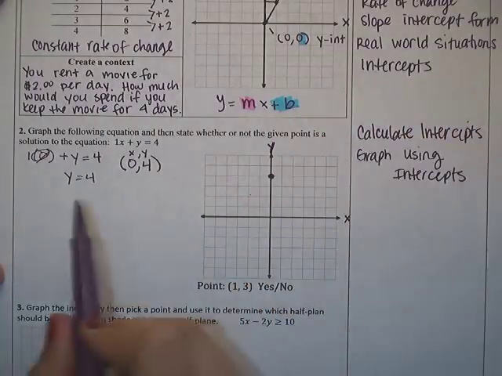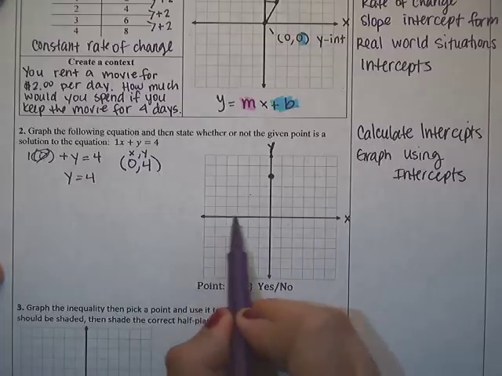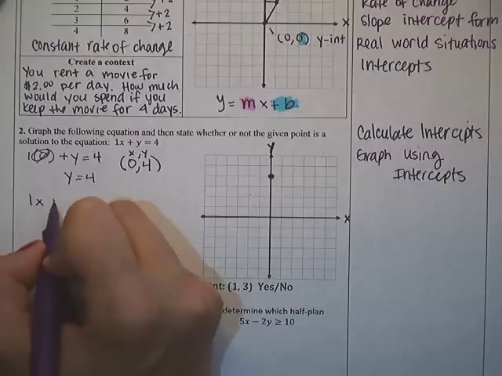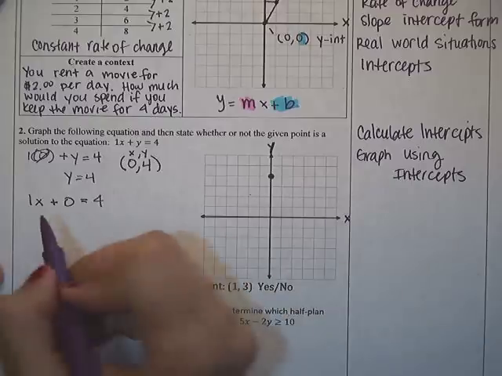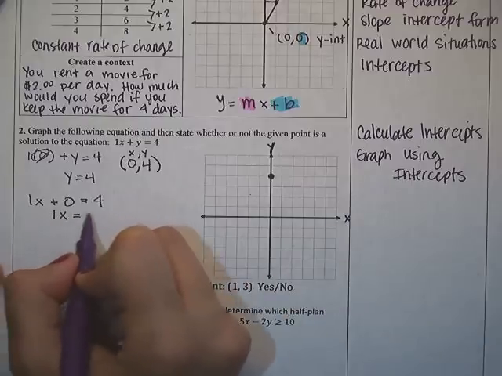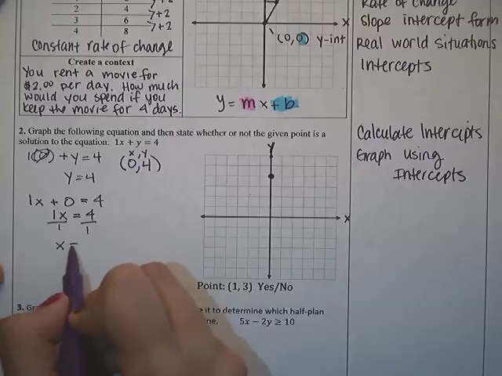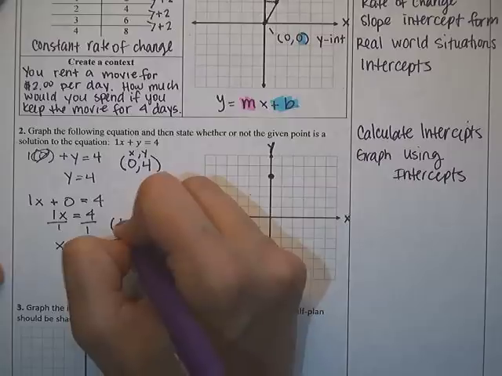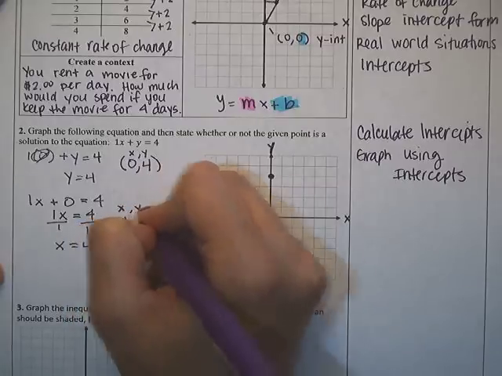Okay, and then if you'll notice, if you land on the x-axis, your value of y is 0. Therefore, we can take the same equation and plug in 0 for y and solve, and we get 1x equals 4. Divide by 1, divide by 1, x equals 4. So the x-intercept is 4, comma 0. The x is 4, the y is 0.